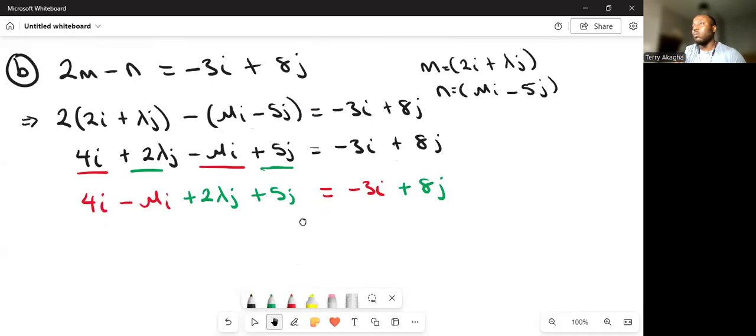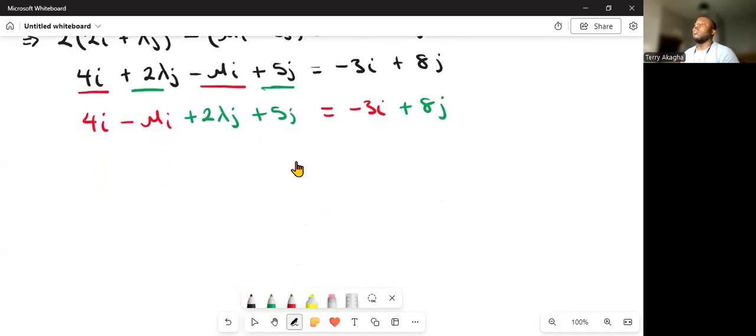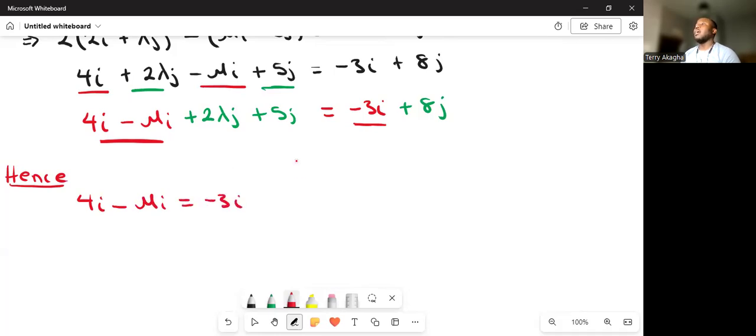So that means for this to be equal, the i's on the left-hand side must be equal to the i's on the right-hand side, right? So hence, the 4i minus mu i must be equal to minus 3i. And also, the j's on the left-hand side must equal the j's on the right-hand side. So you're going to have 2 lambda j plus 5j must be equal to what? 8j.